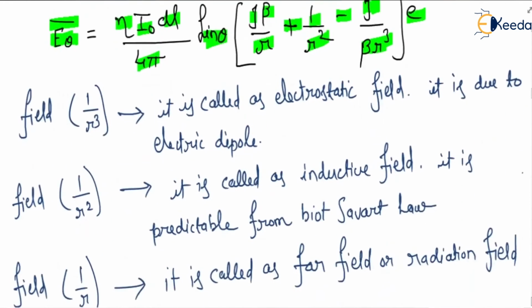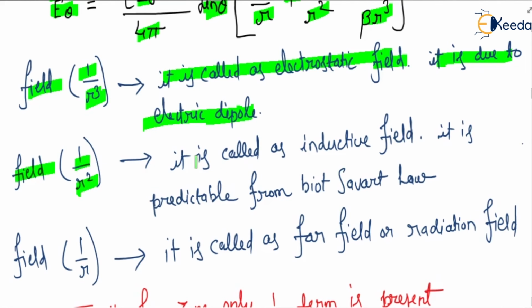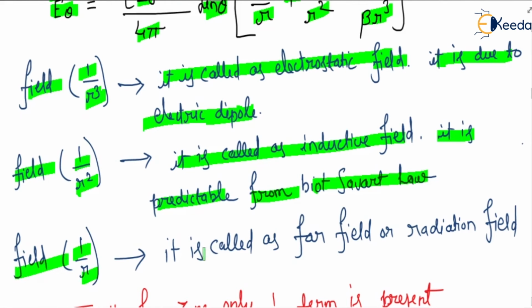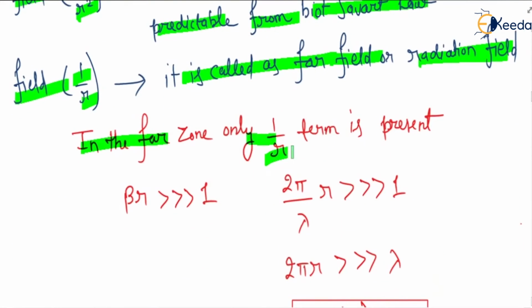So we are observing here there are three kinds of field. The field which varies as 1 by r cube is called the electrostatic field, and it is due to the electric dipole. The field 1 by r square is called the inductive field, and it is predictable from Biot-Savart law. And the field 1 by r is called the far field or radiation field. In the far zone, only the 1 by r term will be present. In the far zone, the 1 by r square and 1 by r cube terms will be 0.